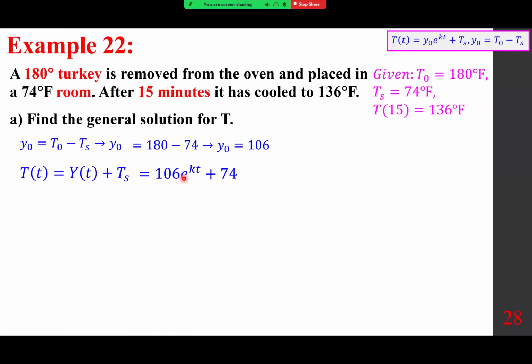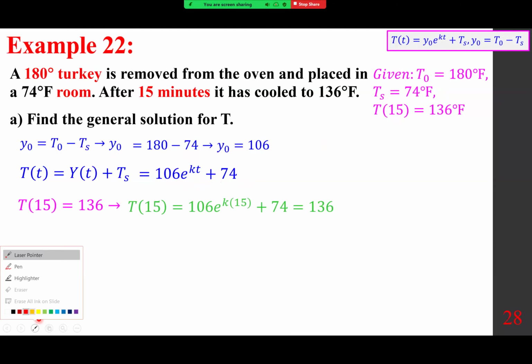And now we know this piece of information, so we are going to use this to find the k. Remember, this formula has everything except k is missing. So T of 15 is 136. So T of 15 is 106 e to the power of k times 15 plus 74, and it's 136. We are going to subtract 74 from both sides. We get 62. We are going to divide by 106.